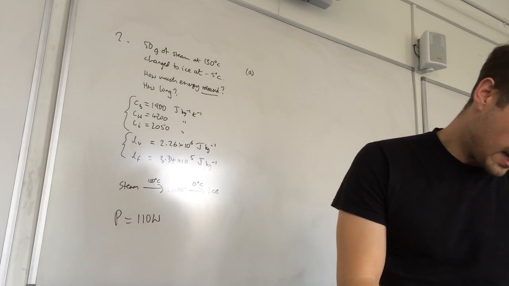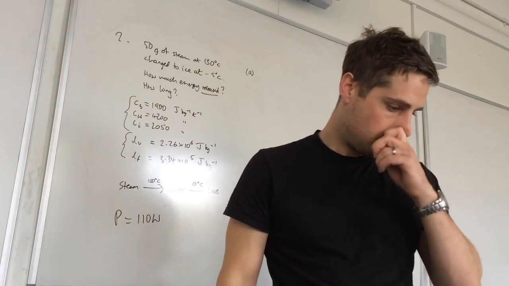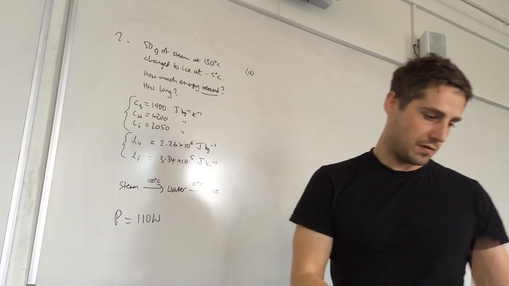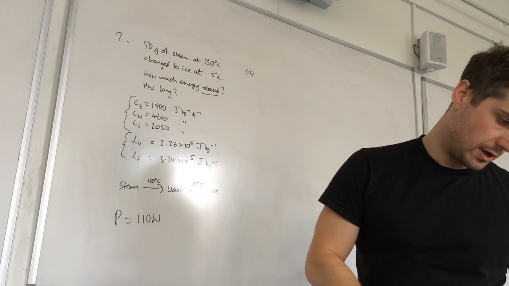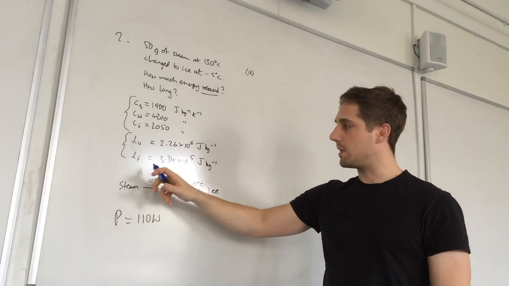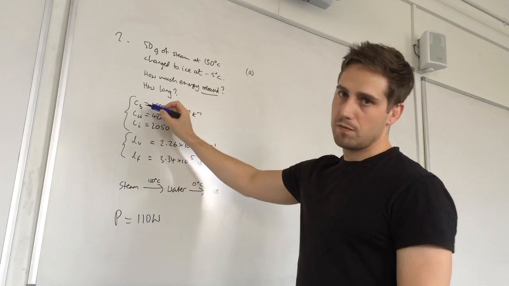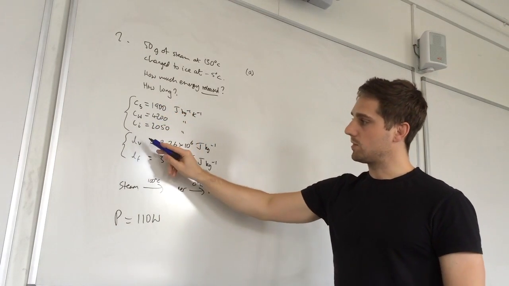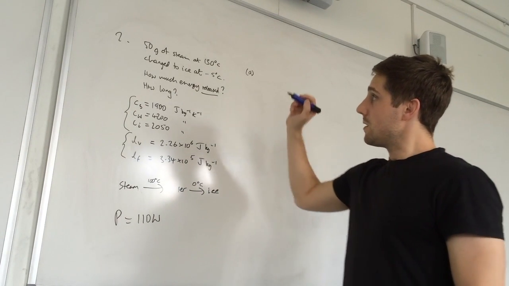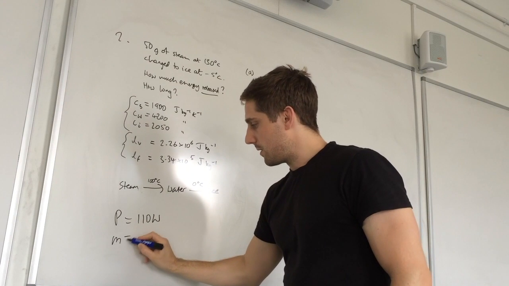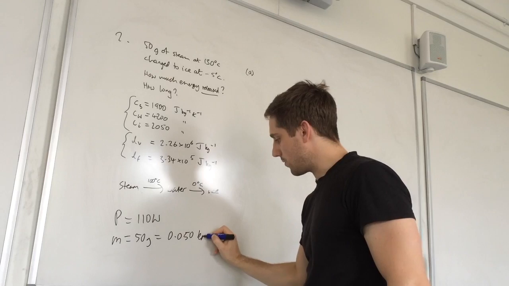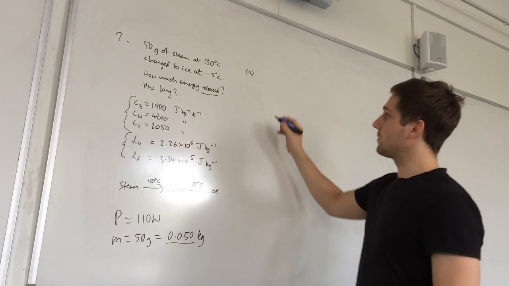Part A says calculate how much heat energy would be released if we reduce the temperature of the steam, 130, to its boiling point of 100 degrees C. I've written the specific heat capacities and the latent heats up here, so we've got C for steam, then water, then ice, latent heat of vaporization, latent heat of fusion there. So the values are there. Mass I will quickly calculate. It's 50 grams, which is 0.050 kilograms. Again, need that in SI units.